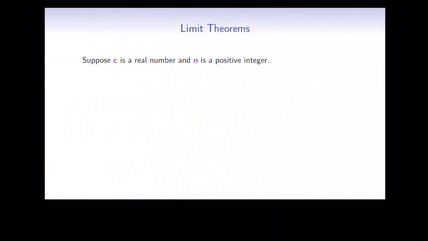Suppose that c is any real number and n is a positive integer. Then the limit of x to the power of n as x goes to c is equal to c to the power of n. In other words, you can just insert x equals c. In fact, if p of x is any polynomial, then the limit of p of x as x goes to c is equal to p of c. In other words, you just insert x equals c.